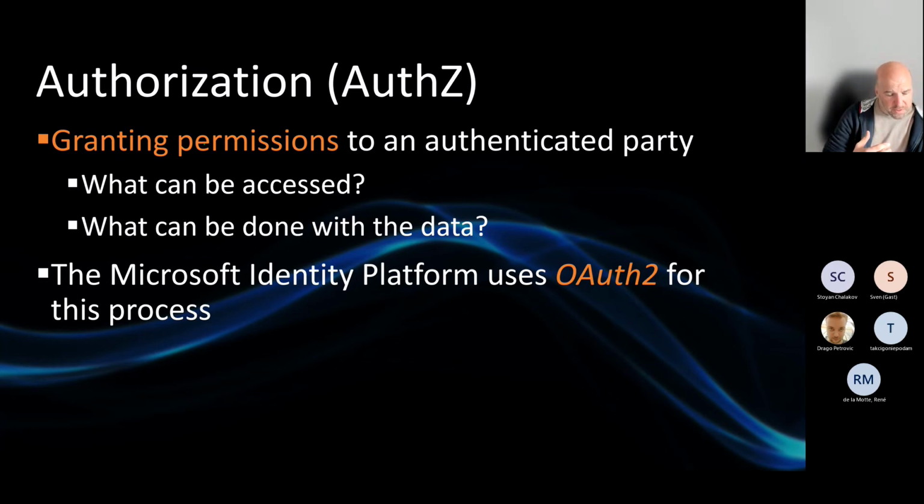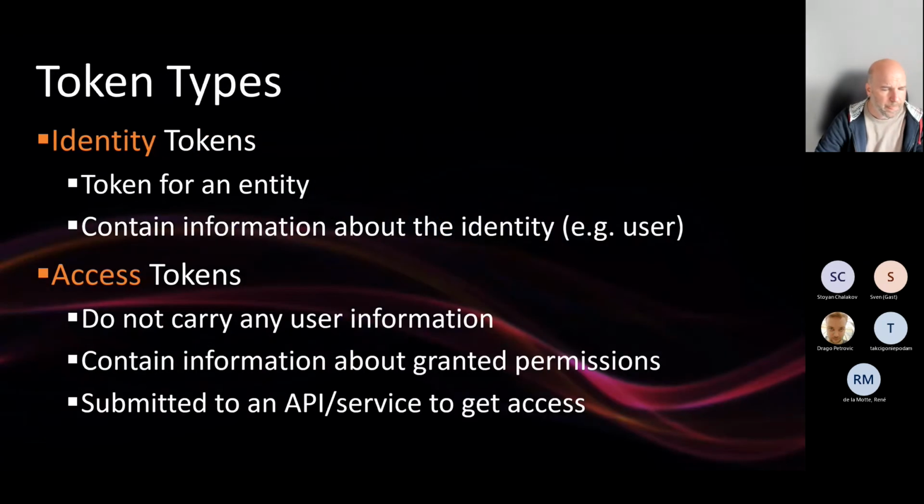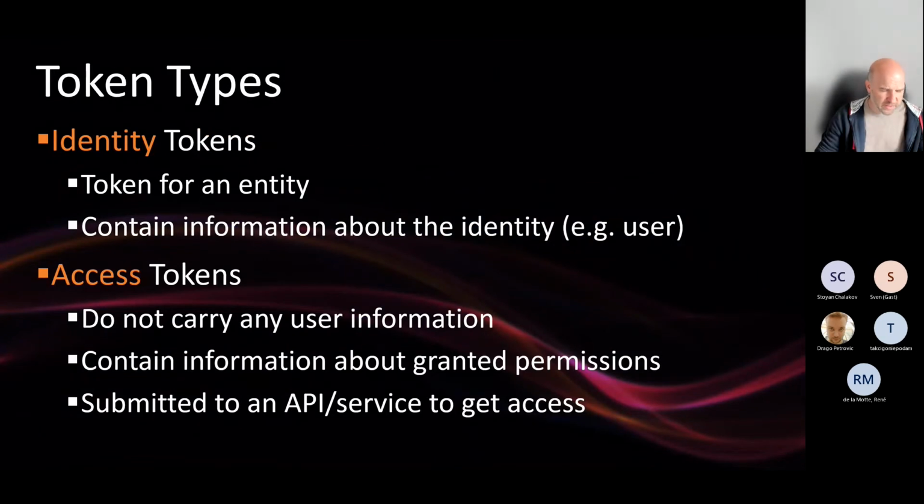Now, in the background, both of these processes are based on tokens, right? Talking about Azure AD, there's two types of tokens. And this is not only for Azure AD, but today we mainly focus on Azure AD, so I will always use this example. So we have so-called identity tokens and access tokens. And as you can see, identity tokens, as the name mentions, is to prove an identity, right? So it's used to identify someone. And as I said, it can be used to identify a person. It can be used to identify a machine in theory, right? It's mainly used for persons.